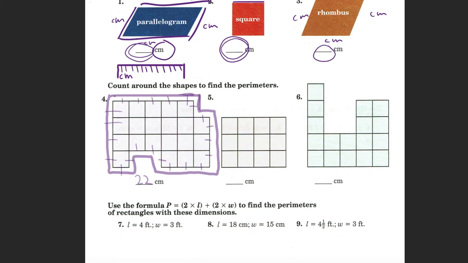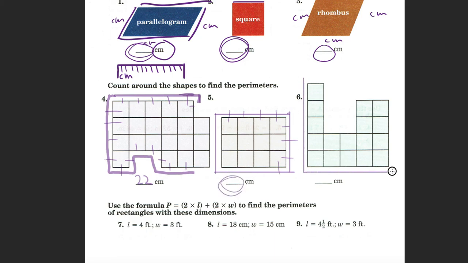You would need to do the same for 5 and 6 also. You can draw a line around my rectangle here and then count how many squares it passes by. Sometimes you'll need to count a square more than once. So this is 1, 2, 3, 4, 5, 6, 7, 8, and so on. You write your answer here. Same thing for number 6. Count around the shape, the number of squares it passes by, and write your answer here.